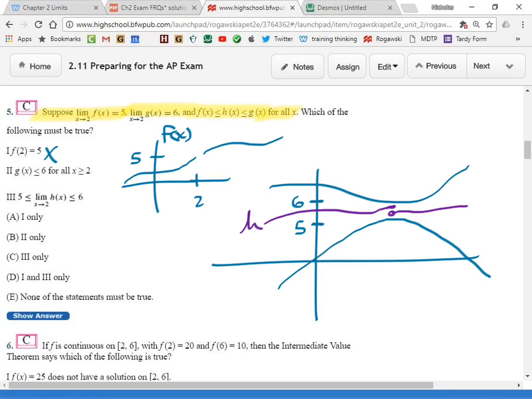All right, we don't know, so we can't say this. We can't say that the limit's going to be greater than 5 and less than 6. It is so close to being the squeeze theorem, it would fool a lot of people. This one is E.